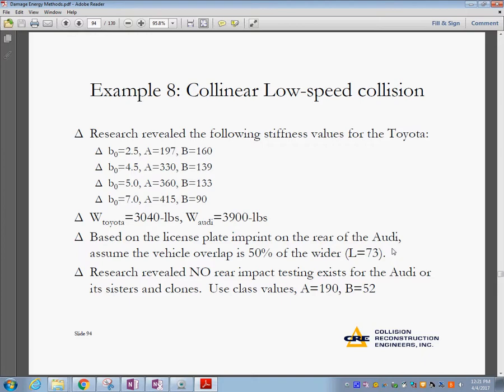Weight 3,000 pounds. Weight of the Audi 3,900 pounds. It says this is important: based on the license plate imprint on the rear of the Audi, assume the vehicle overlap is 50% of the wider L73. Research revealed no rear impact testing exists for the Audi or its sisters or clones. So in this case, you can use class values.